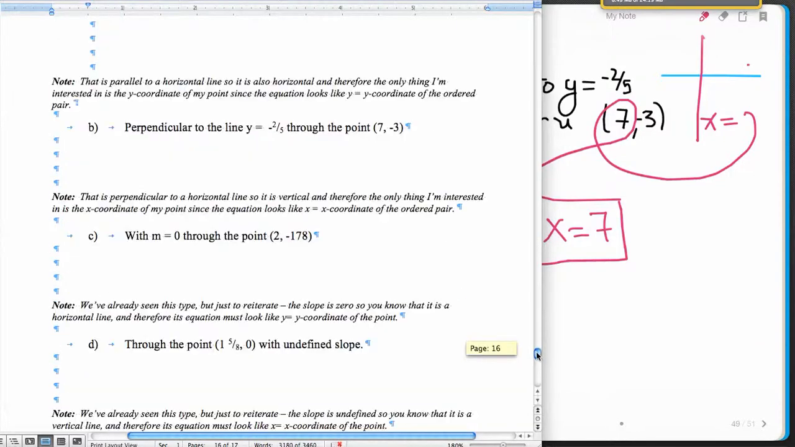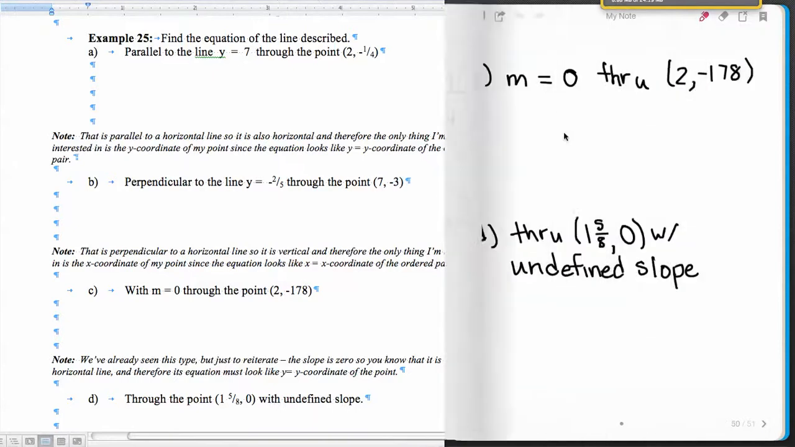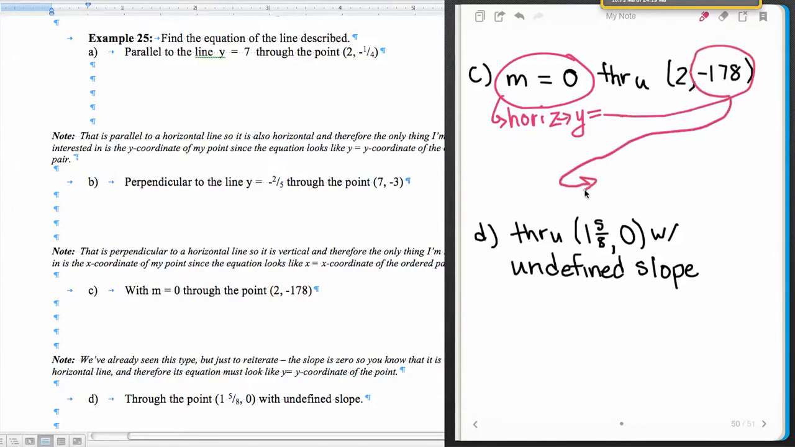Now moving on to part C and part D. The next thing that we have is a slope of 0 through the point with y coordinate negative 1/2. Well, this, of course, tells us that we have a horizontal line. And horizontal lines tell us that we have a y equals line. And a y equals line tells us that we need to have the y coordinate of the ordered pair. So our equation looks like y equals negative 1/8, and we're all finished with that.